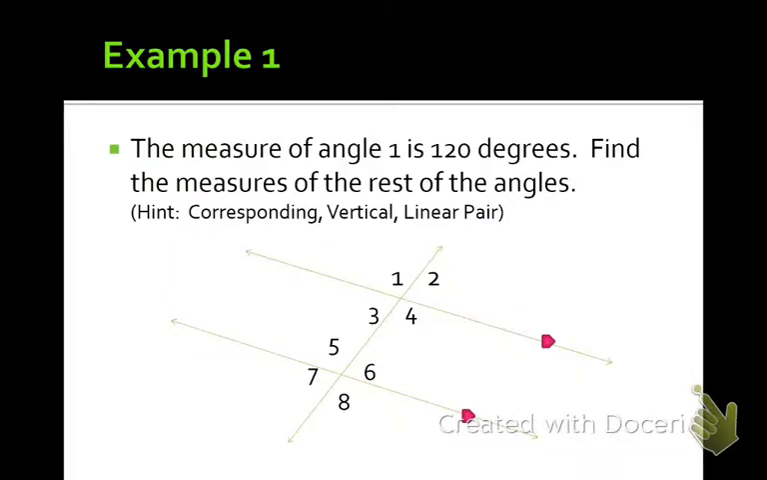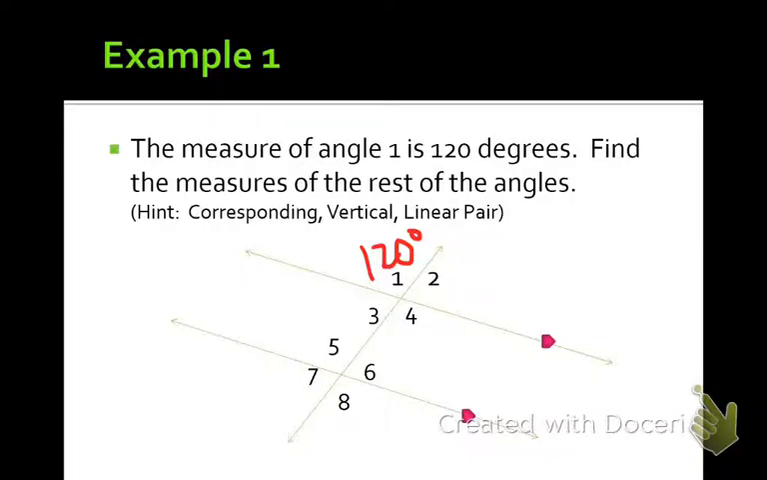We're going to put some of this into action. Measure of angle 1 is 120 degrees. Find the measures of the rest of the angles. So angle 1 is 120 degrees. Okay, let's use corresponding angles. What can I say? What else can I say is 120 degrees?